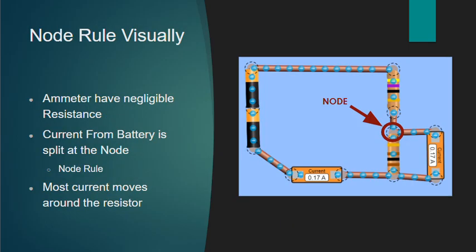The second circuit we set up was for the node rule. It's exactly as you see right there. It's obviously important to note that it needs a negligible resistance in the ammeter, and that the current from the battery is split at the node, and then most of the current moves around the resistor because of the path of least resistance. Pretty straightforward stuff there.